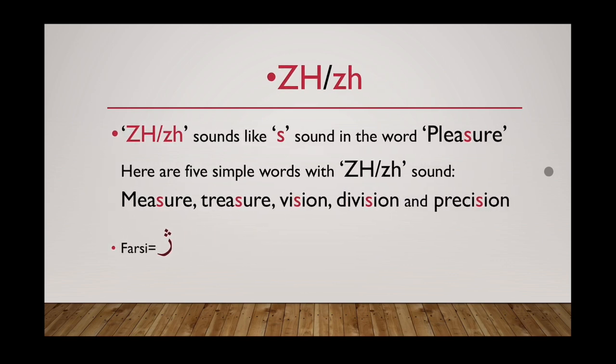Alright, now we're moving on to the more complicated, slightly tricky sounding consonants. These are sounds that don't really exist in the English language, so try to pay attention on this one. So this is the ZH. ZH sounds like the S sound in the word pleasure. It's not necessarily an S sound. It has a zh kind of sound.